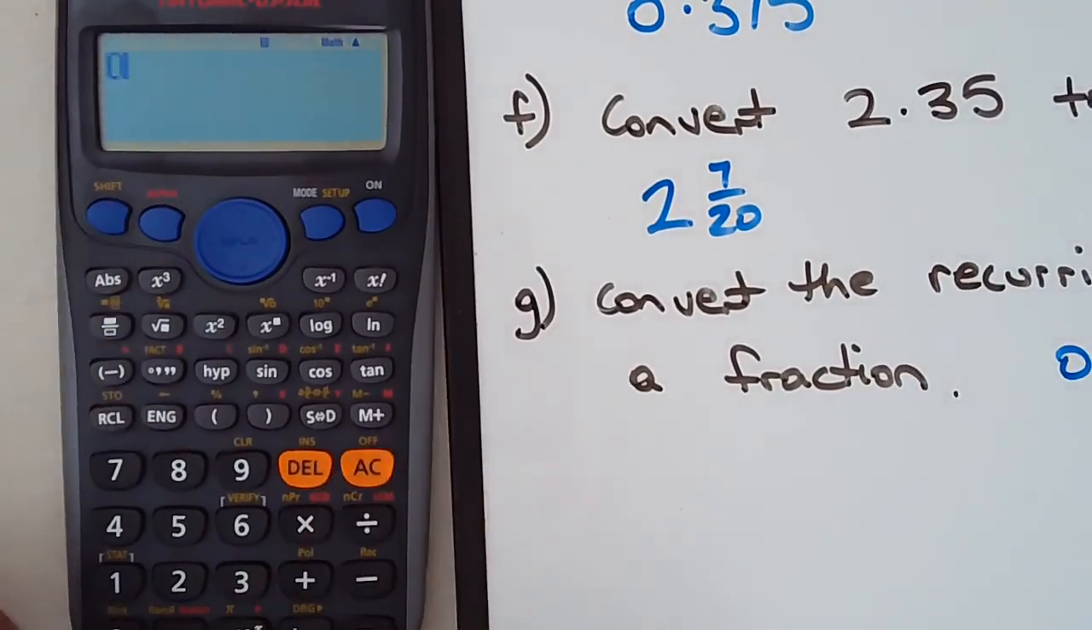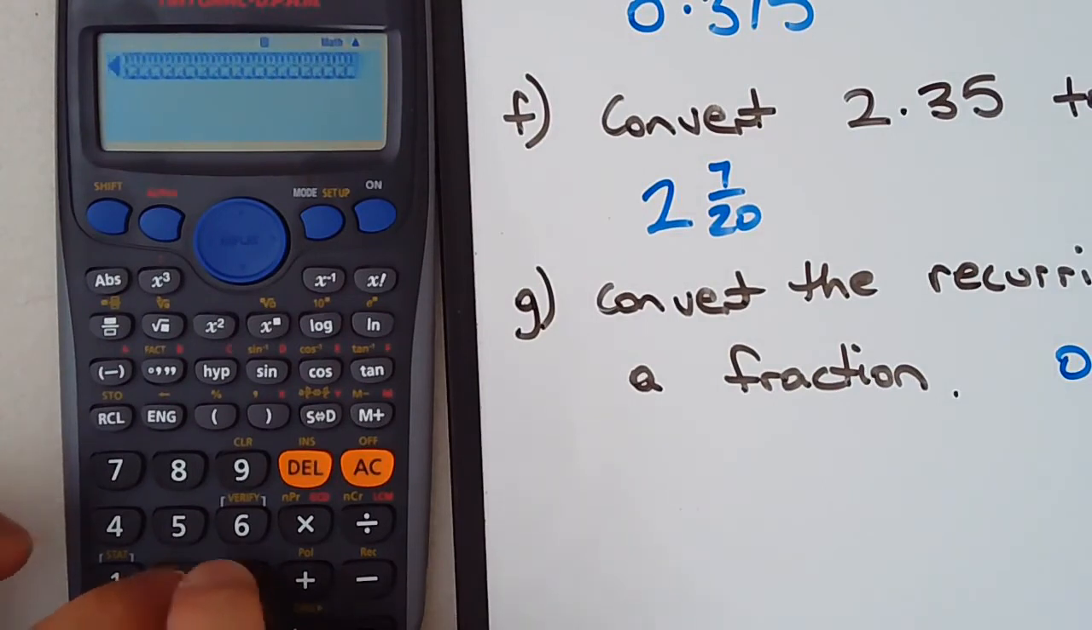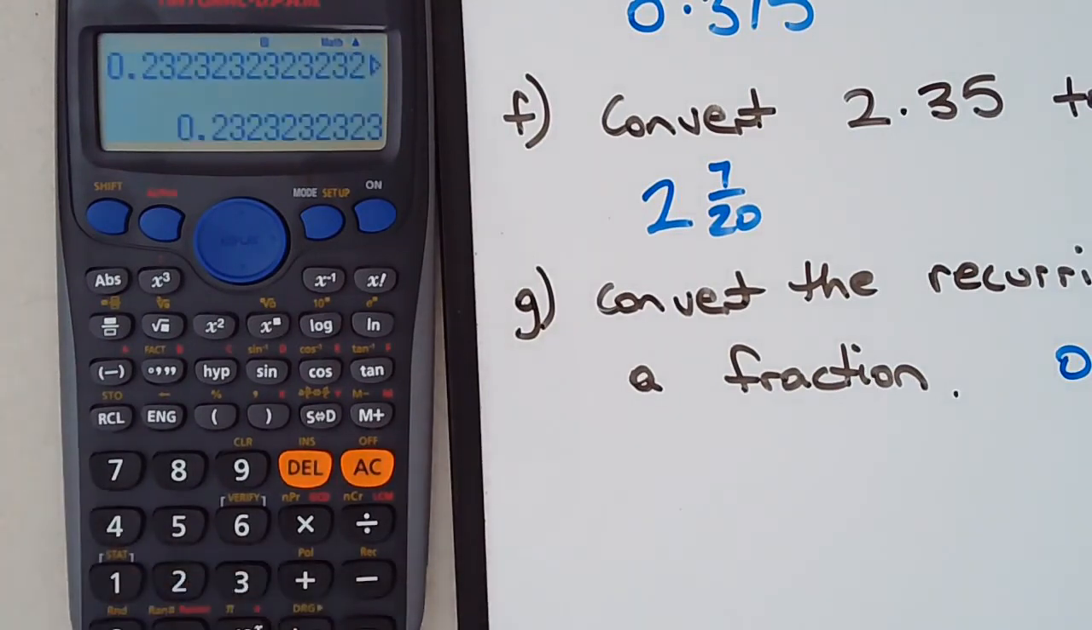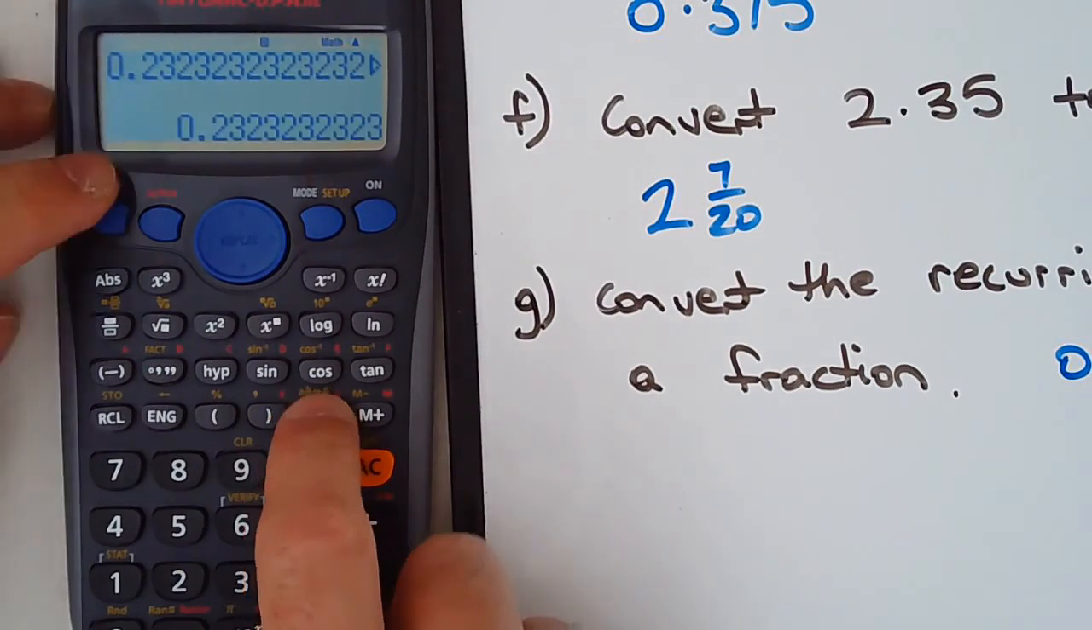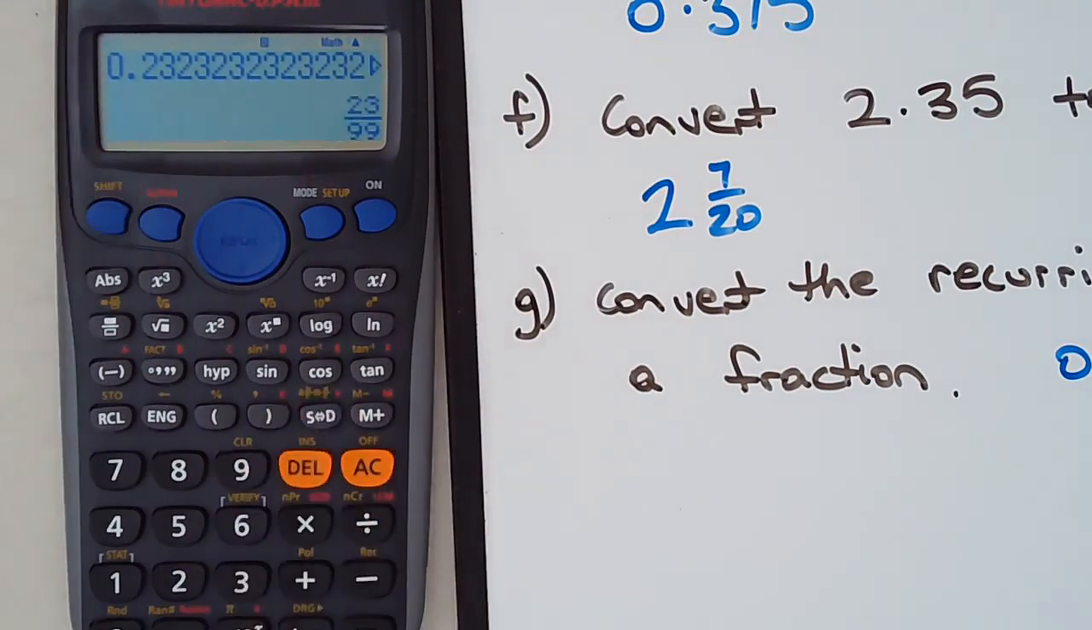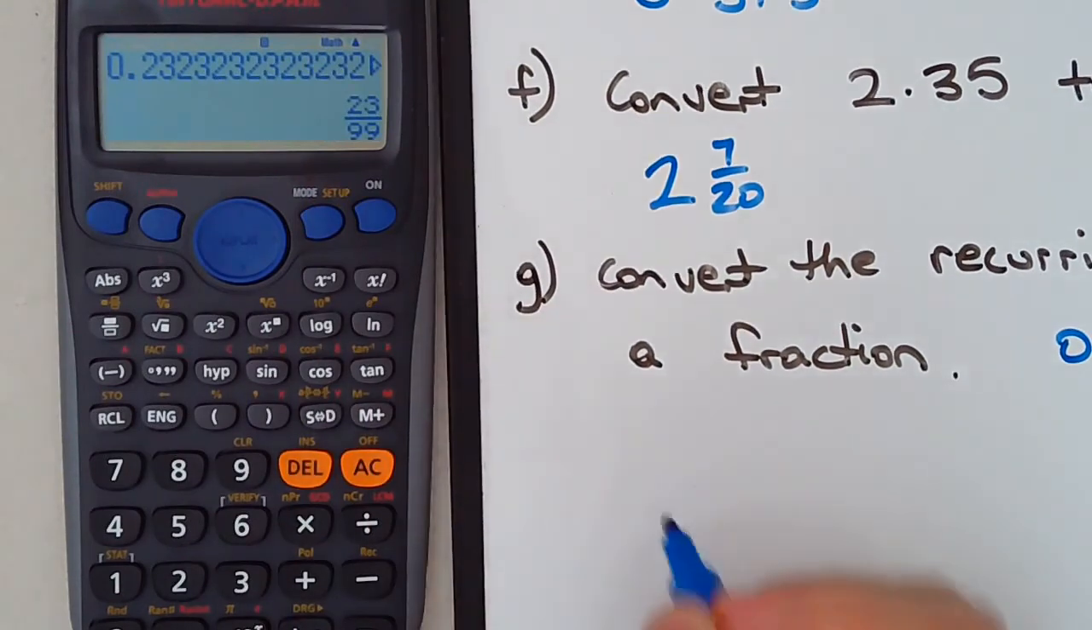So 0.2323, just fill the screen basically. Do it a few times. Press equals, press SD, and it's 23/99, and I just think that in itself is really cool.